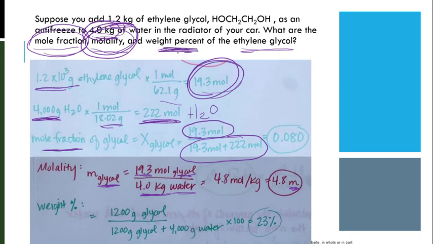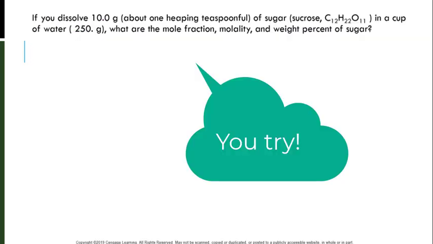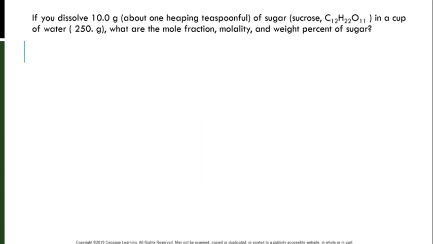And the weight percent of glycol, again, I want to take the mass. 1200 is 1.2 kilograms. That's for glycol. And I'm going to add my glycol and water in the same unit and times it by 100, 23%. Pause the video here and try to do this sample problem. Let's see how you did.